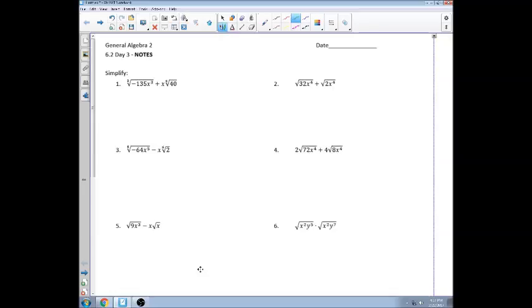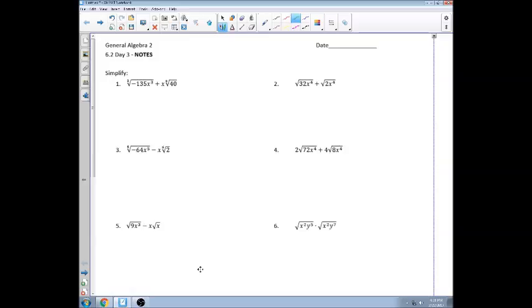So for simplifying problem number 1, I have the cube root of negative 135x to the third plus x times the cube root of 40. What we are going to do is treat each of these as independent problems until we have them as simplified as possible. So I'm going to simplify the cube root of negative 135x to the third by itself and worry about the x times the cube root of 40 later on, okay?